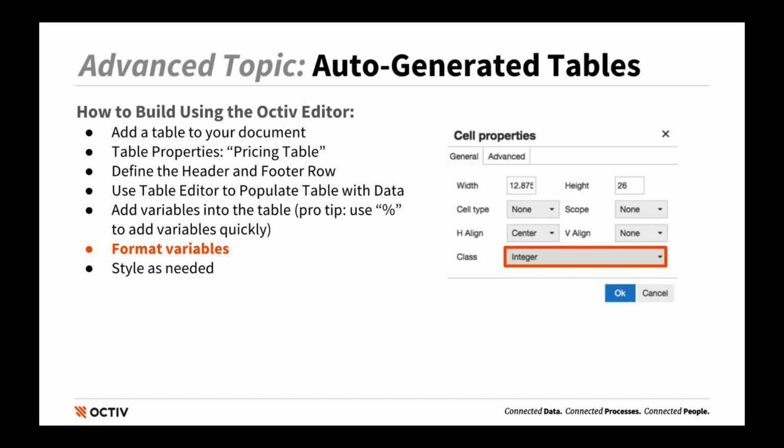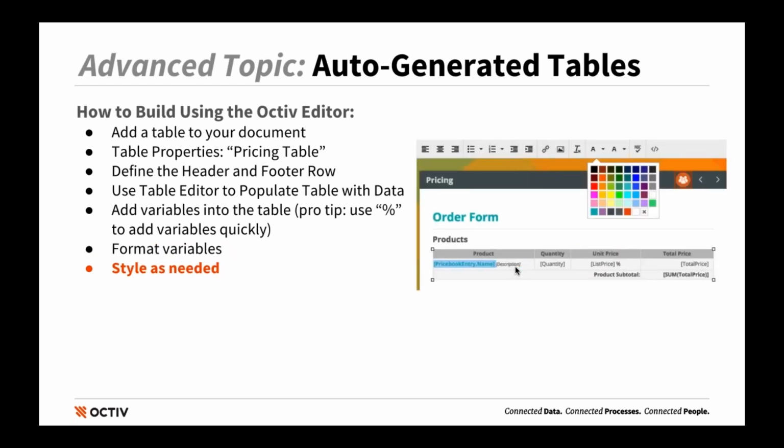Just a few steps left here. After we've added in those data points, the variables that are going to populate my table, I can actually format those pieces of information that are coming in. So perhaps for a quantity, I'd like that to be an integer, a whole number. And perhaps for a list price, I'd like that to come in as a currency.